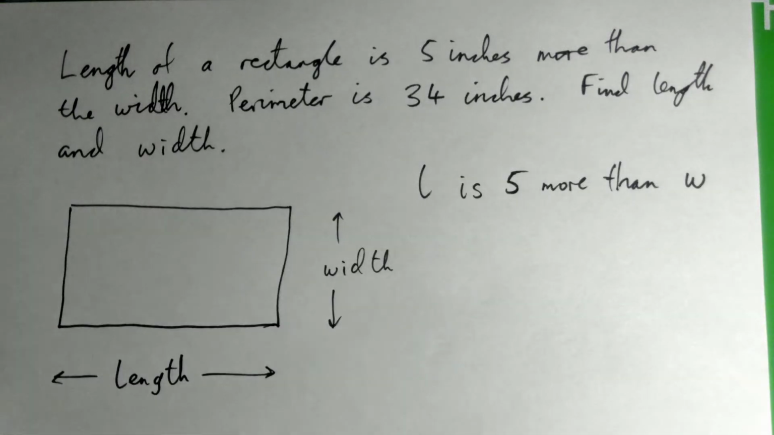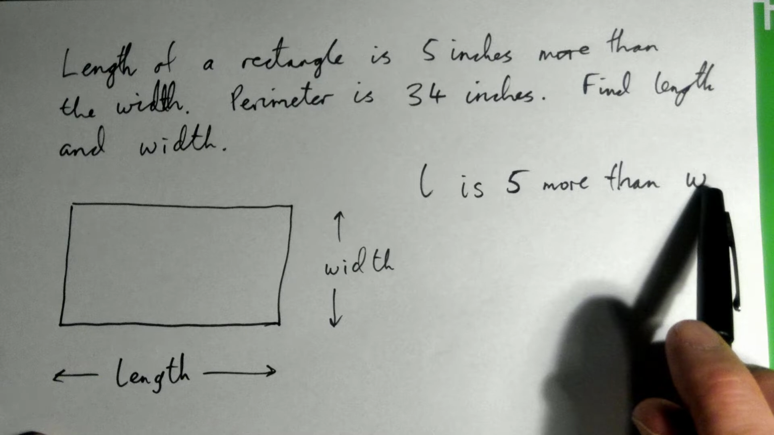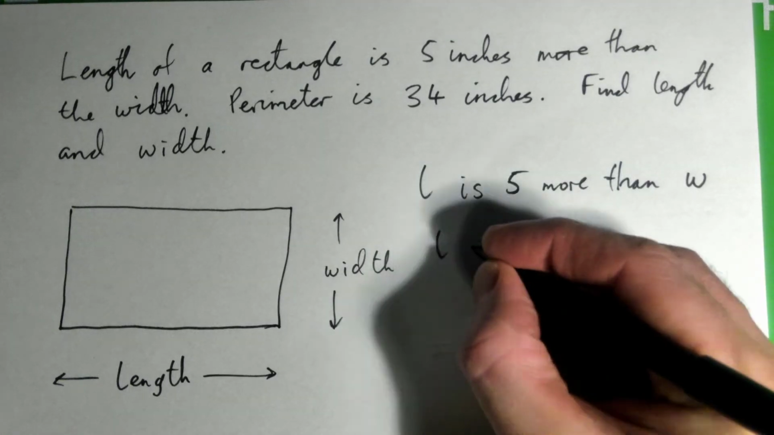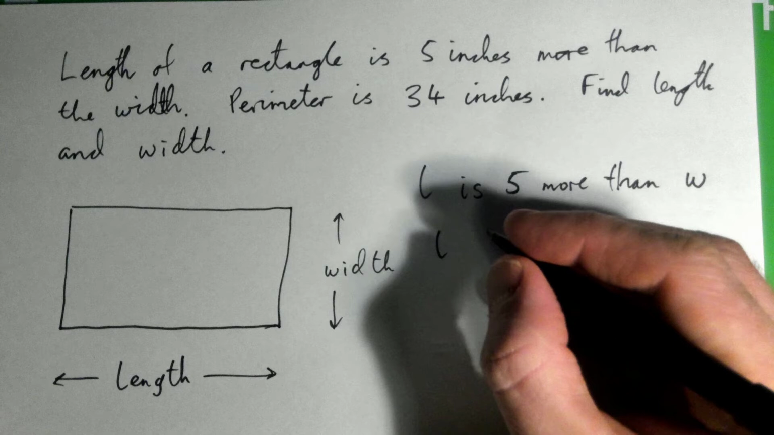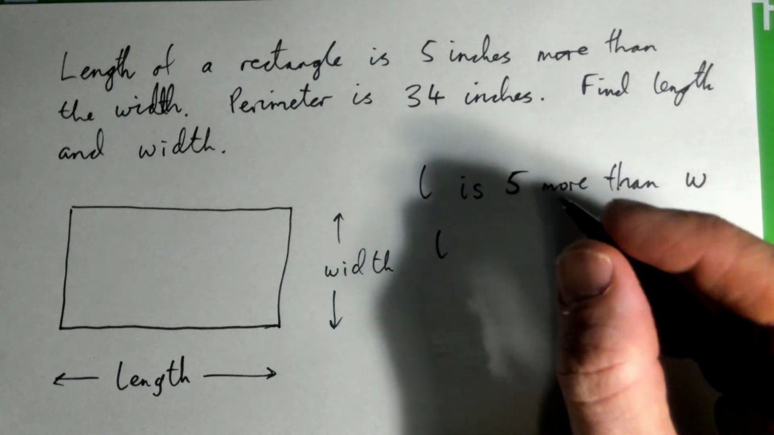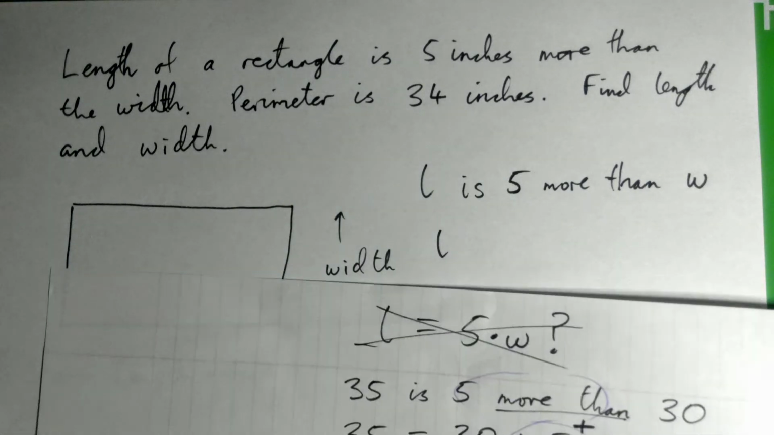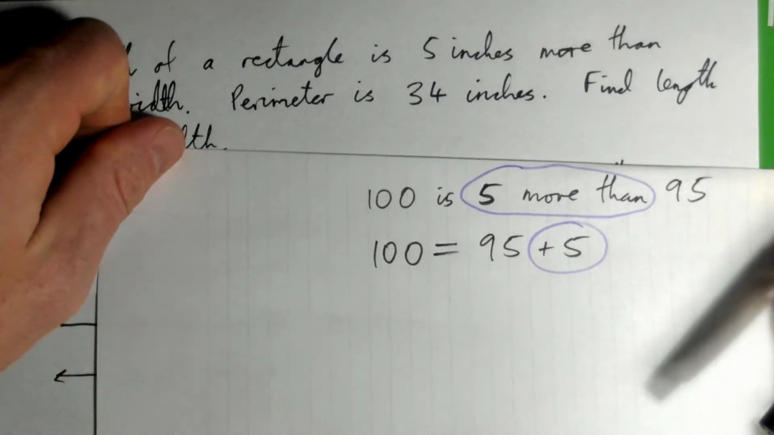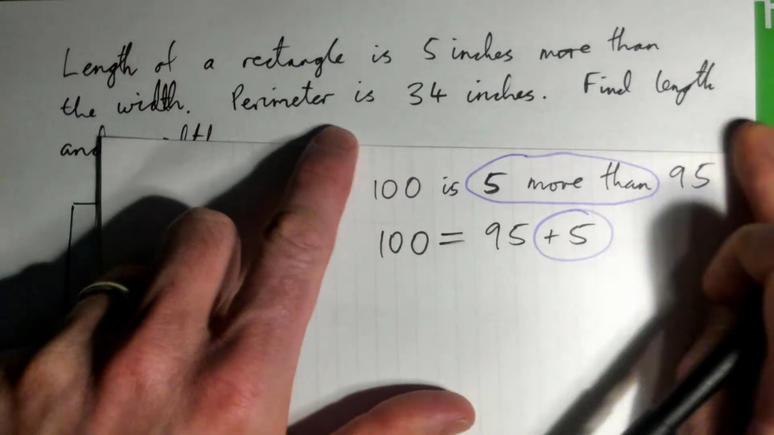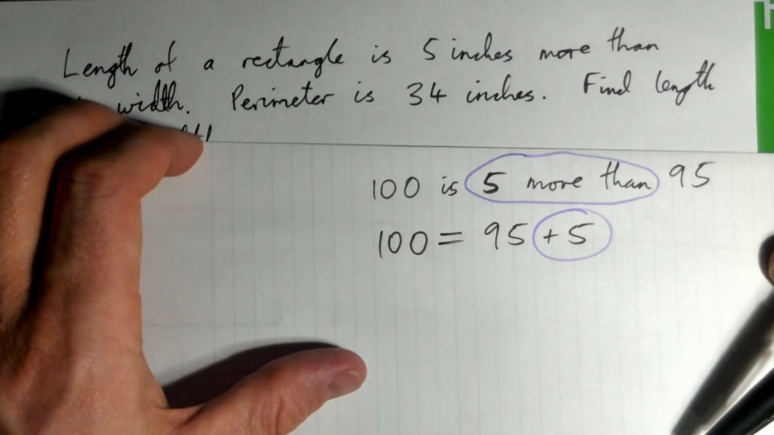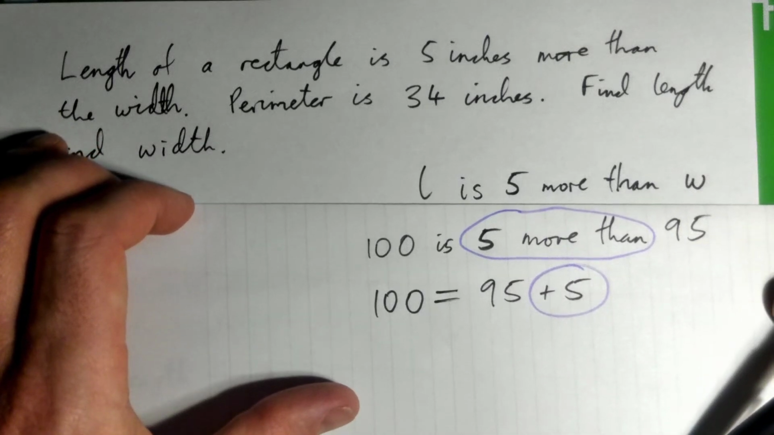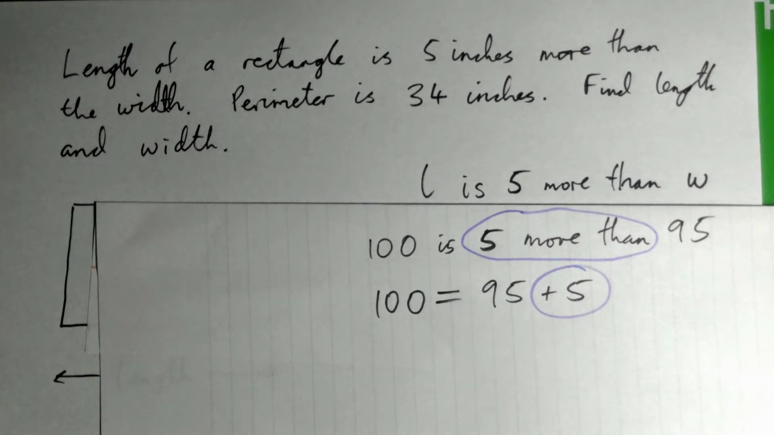Okay, so now turn this into an equation. L is 5 more than W. The length is 5 more than the width. Nope. It's not L plus 5 equals W, no. So go back to this example here and see if you can, like when we had 100 is 5 more than 95, what did we say? Right. Okay, and so L is 5 more than W. Try it again, but think about this example. It should be very similar, right?